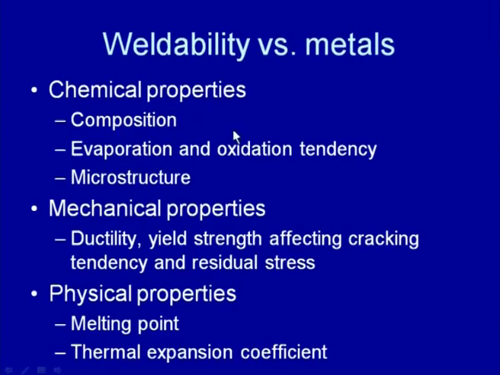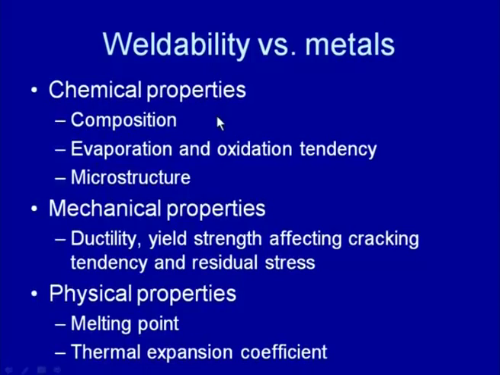For example, in the case of steels, an increase in carbon content increases the hardenability of steels and thus decreases the weldability. Similarly, in the case of aluminum alloys, a very limited amount of copper and silicon in aluminum increases the solidification temperature, which in turn increases the solidification cracking tendency significantly.